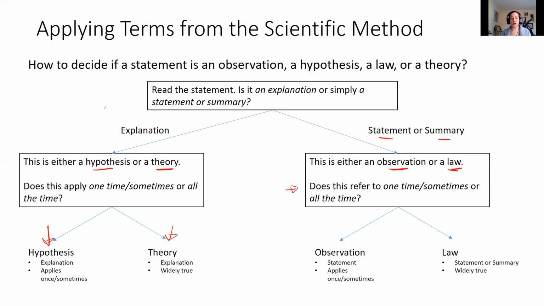Once again, we ask that same question. Does this refer to one time or is this always true? If it refers to just one time or a small number of times, that is going to be an observation. So this is a statement, but a statement that only applies once or a couple times. If this is a widely true statement and widely accepted by the scientific community, that is going to be a law. A law does not explain why. It is simply a statement, but it is widely considered to be true. So let's try and use this little flowchart in action on the examples that we did in class today.